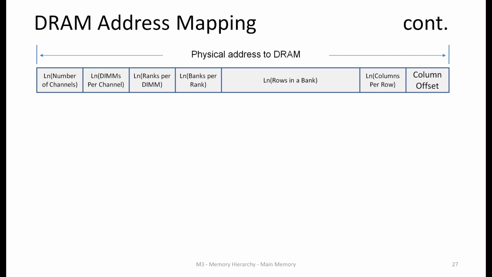So if we extract these bits, we would get 6 bits for the column offset, which we are going to neglect because we are always going to supply the 64 bytes. Always remember that memory is byte addressable. Following these 6 bits, we would get the column number, row number, bank number, rank number, DIMM number, and channel number.